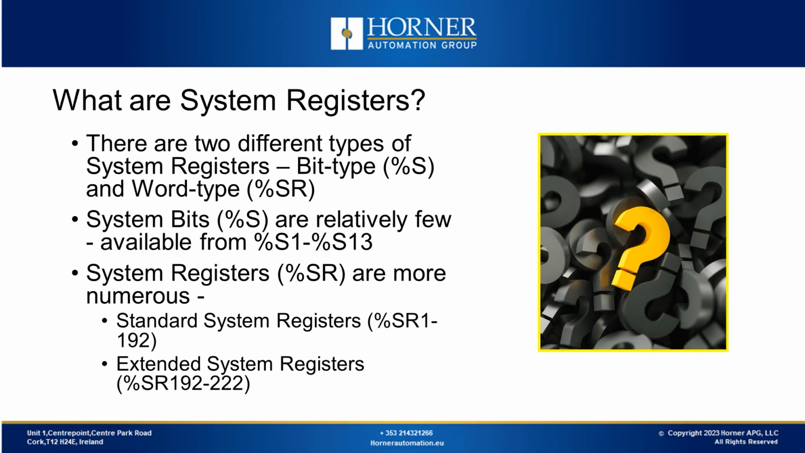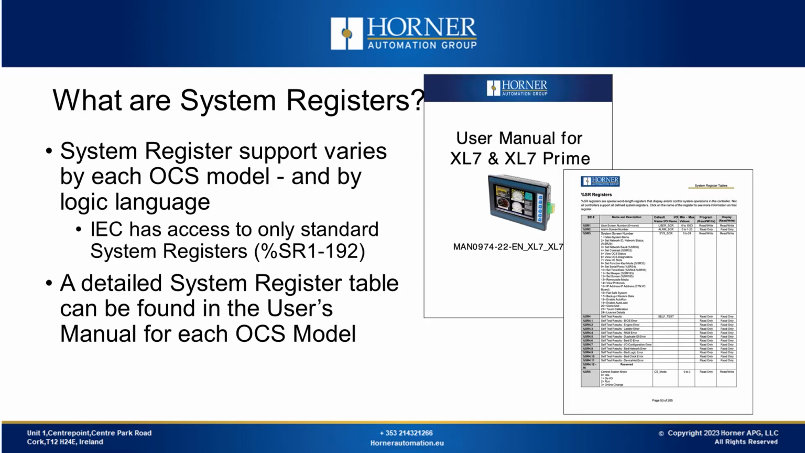System bits are limited, as there are only 13, whereas system registers are more numerous, with up to 222, divided between standard system registers and extended system registers. System register support varies by each OCS model and by which logic language you use. A detailed system register table can be found in the user's manual for each OCS model.